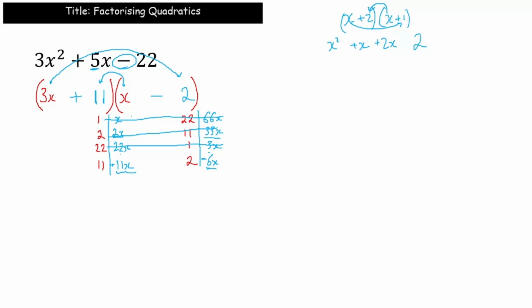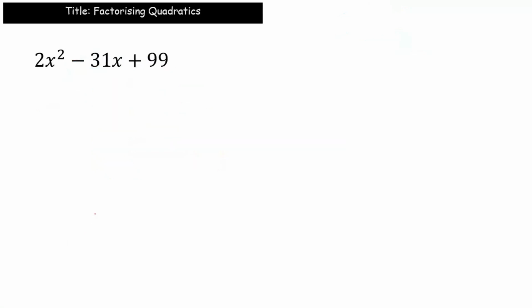Let's try that for the next one. Okay, I'll just go back to my red pen. Let's have a look. You can try this method if you like. It's a new method, or you can use AC. It's up to you. So, I know it has to be 2x and x. The only problem is, I don't know what the factors of 99 are. I don't know which way they are.